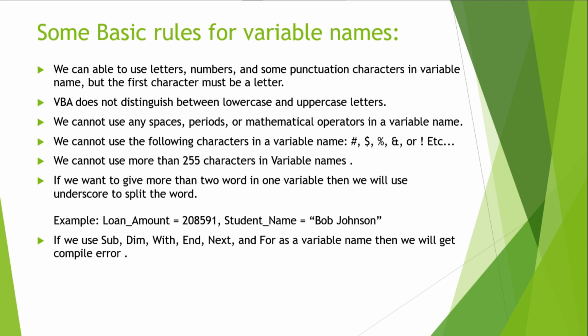If we want to use more than two words in one variable name, we use an underscore to split the words. Example: loan_amount = 208591, student_name = "Bob Johnson". If we use Sub, Dim, With, And, Next, or For as a variable name, then we will get a compile error.